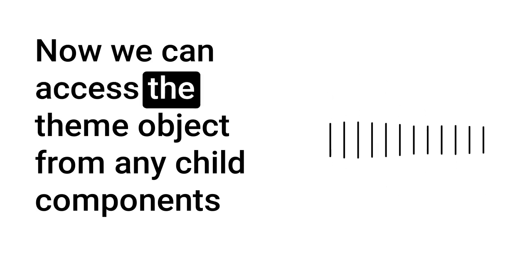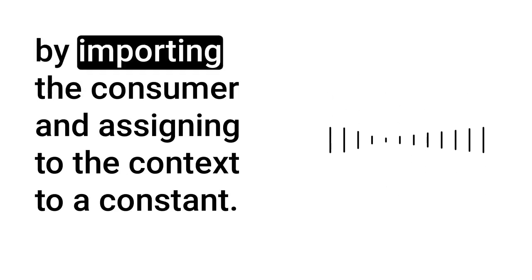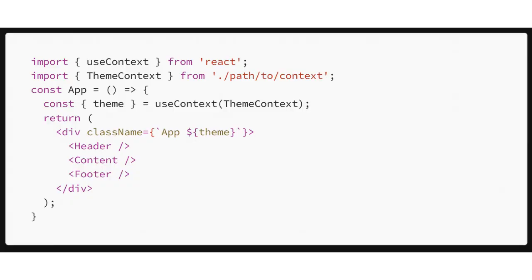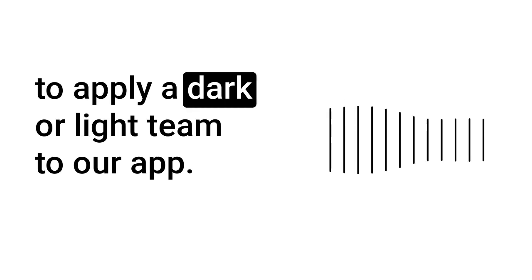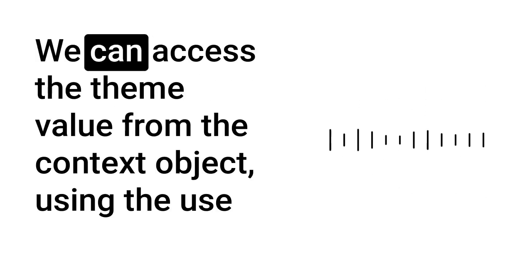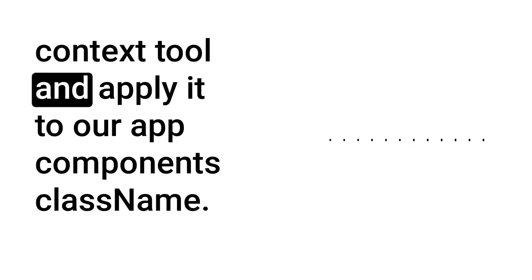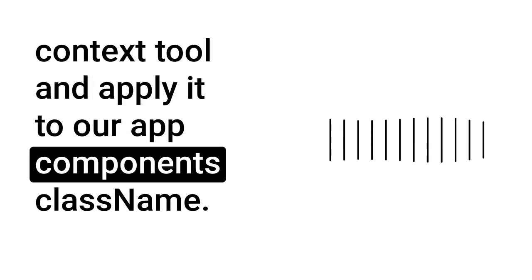Now we can access the theme object from any child component by importing the consumer and assigning the context to a constant. In this example, we are using the theme object to apply a dark or light theme to our app. We can access the theme value from the context object using the useContext tool and apply it to our app component's class name.